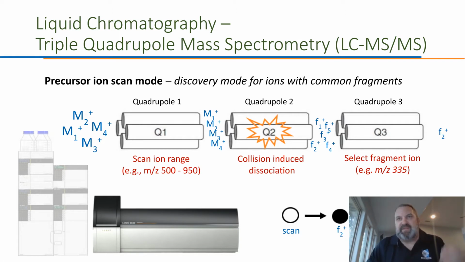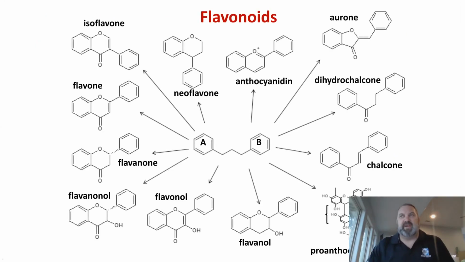So I'm going to be using these types of modes a little bit as we go further into the story. Let's first talk a little bit more about flavonoids. These are ubiquitous plant secondary metabolites that exist in virtually any natural product.